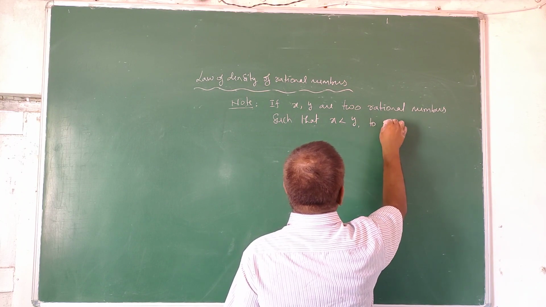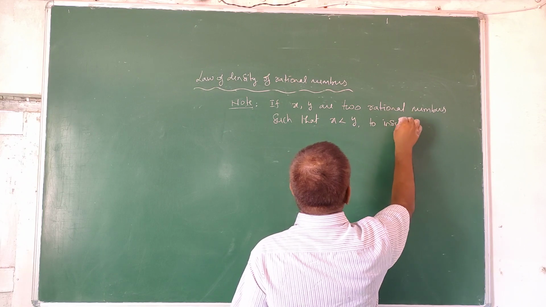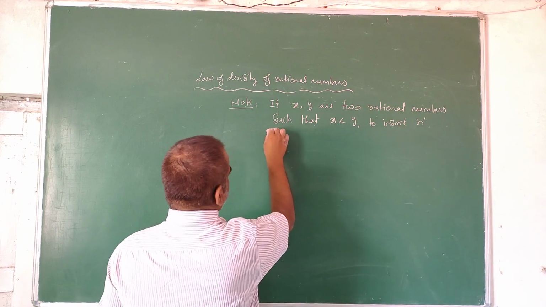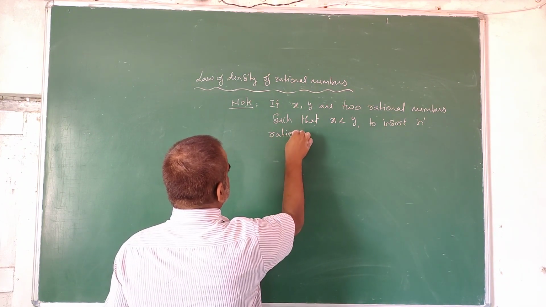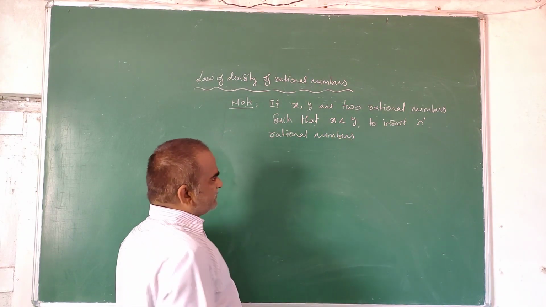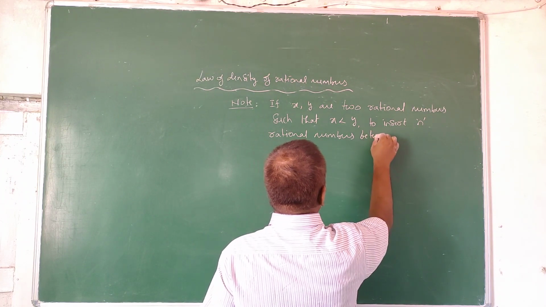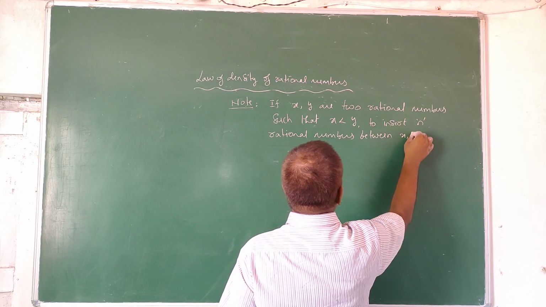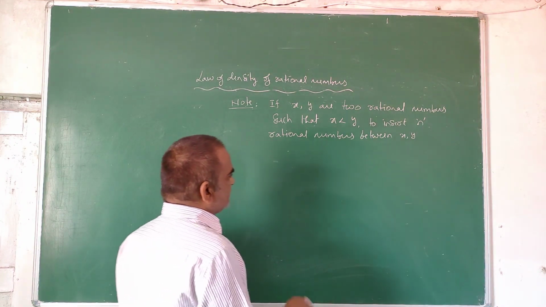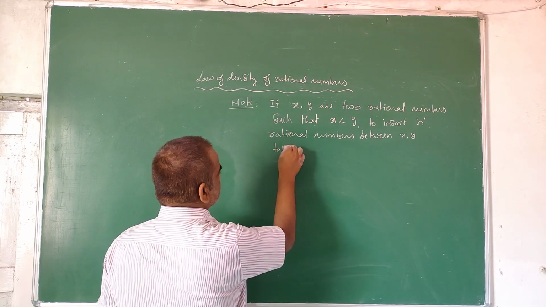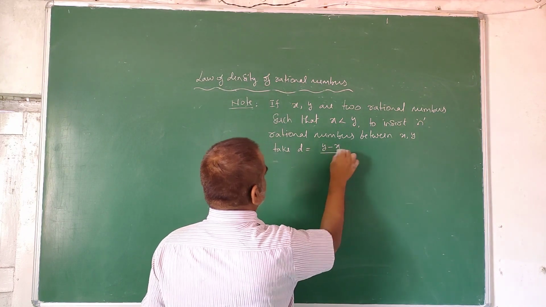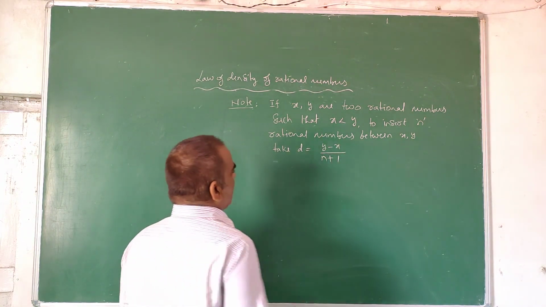To insert n rational numbers between x and y, are you following? To insert n rational numbers between x and y, take some d is equal to (y minus x) by (n plus 1). It is a formula.